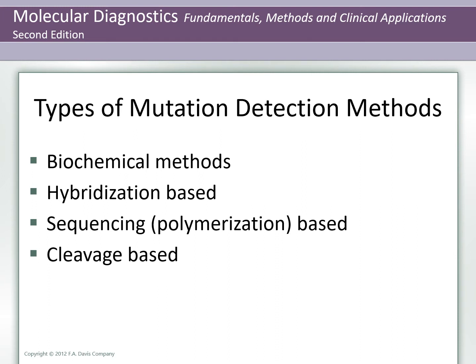Various detection methods exist for mutations that include biochemical methods such as immunoassays, high-performance liquid chromatography, or mass spectrometry, along with hybridization-based, sequencing-based, and cleavage-based testing. For our purposes, we will not be able to go through every single method in detail, but we'll focus on a few in each category.